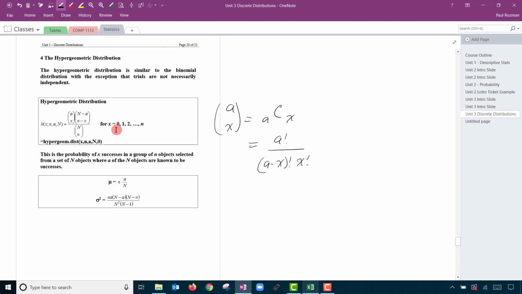Again, it's discrete, so our choices for X will be 0 and integers to n. The mean of this thing is, again, pretty easy to calculate. Standard deviation isn't quite as nice. We'll do an example.